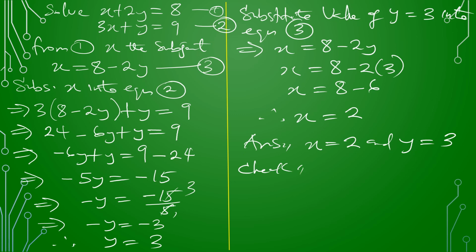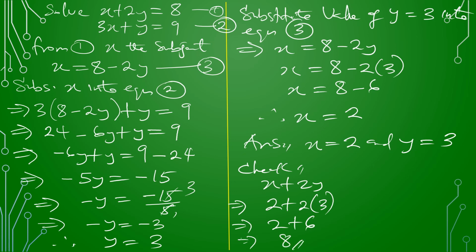Now, let's do what we call check. From equation 1, we have that x plus 2y. If you put the values, what is x? x is 2. What is y? y is 3. This gives us 2 plus 6, and this gives us 8. So you have seen that equation 1 says that x plus 2y is equal to 8. Now we have substituted the value of x and y into equation 1. We now have 8.